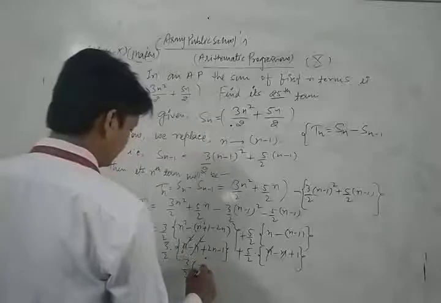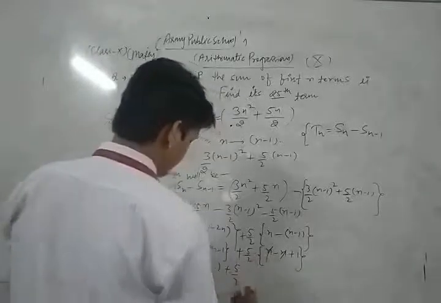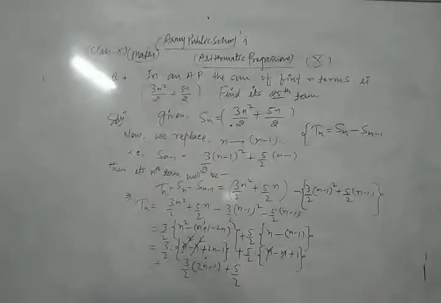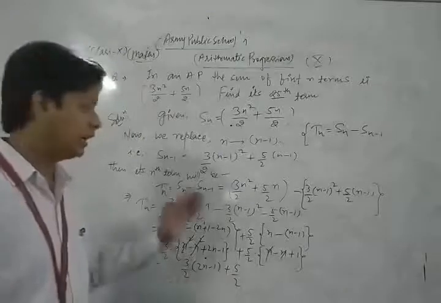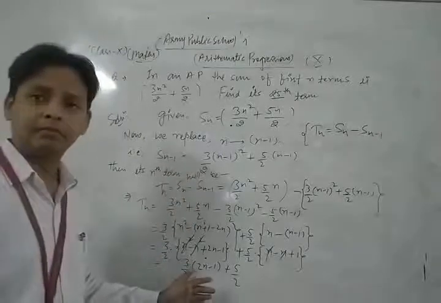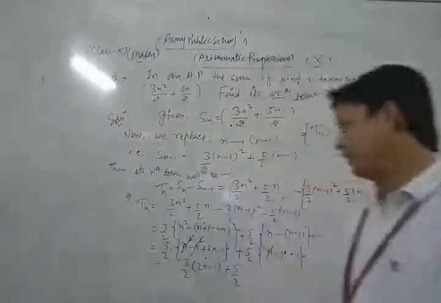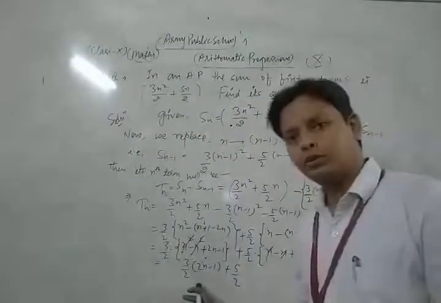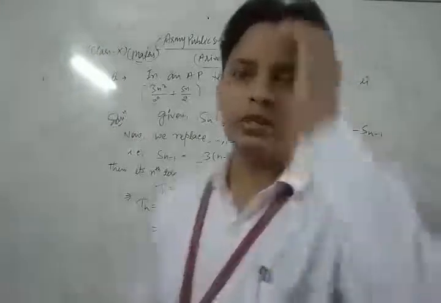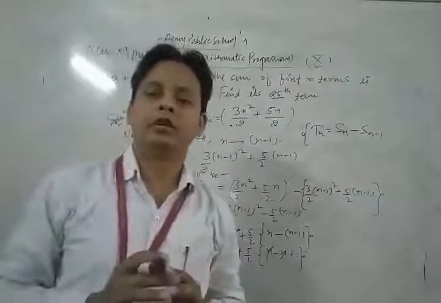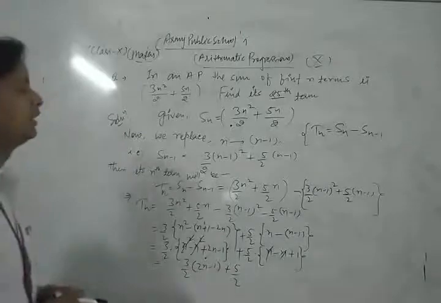in bracket 2n minus 1 plus 5 by 2 plus 5 by 2. So in this way, after we simplify them, listen, we get the nth term as 3 by 2, 2n minus 1 plus 5 by 2. So in this way we find the nth term of an AP.